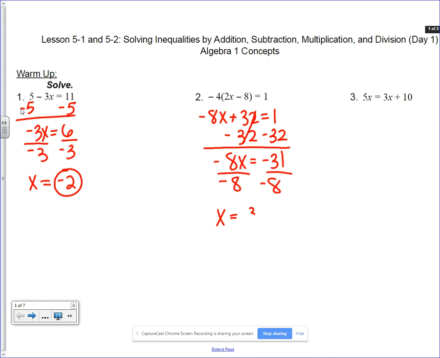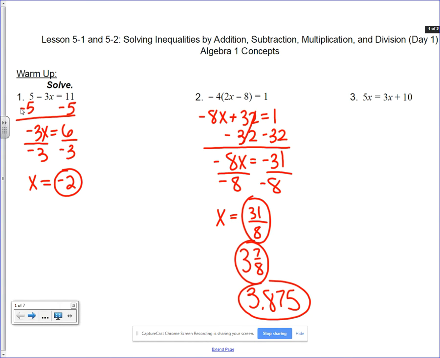You can keep this as positive 31 over 8 because a negative divided by negative is a positive. As a mixed number, it would look like that. And as a decimal, it would look like that. Any of those three answers are acceptable. Over here, I got to move my smaller x over first. And we get x is 5.